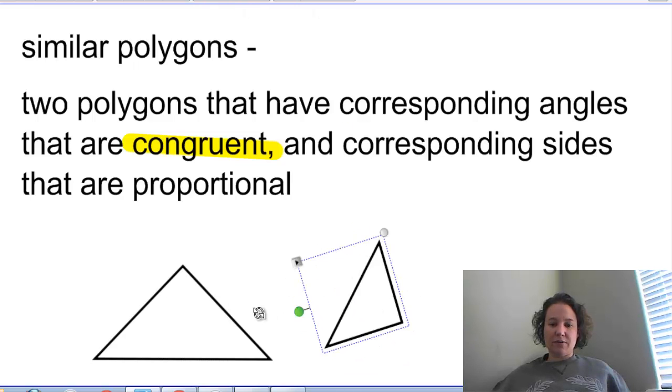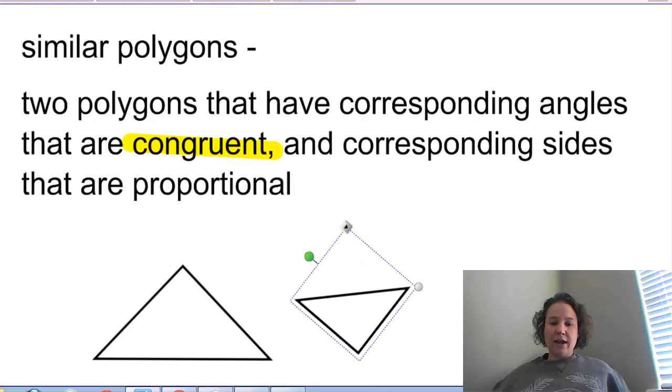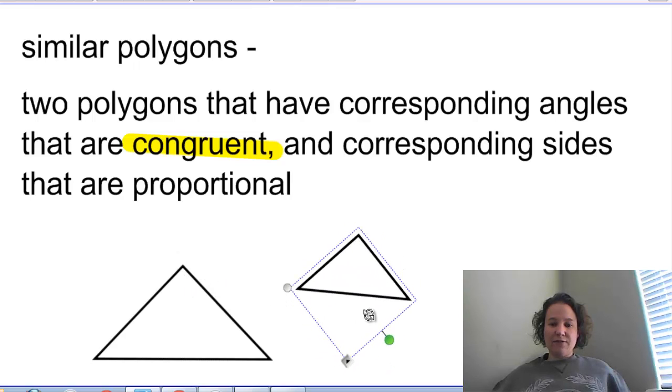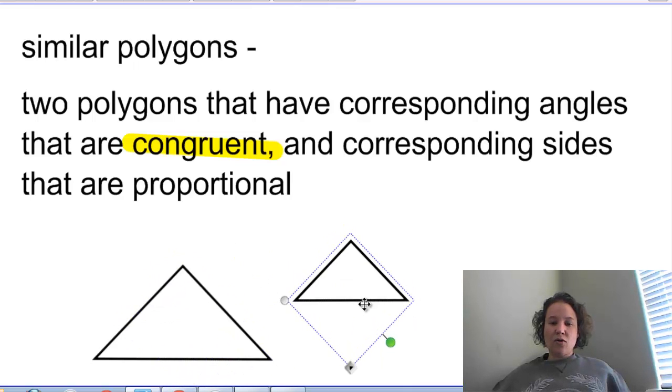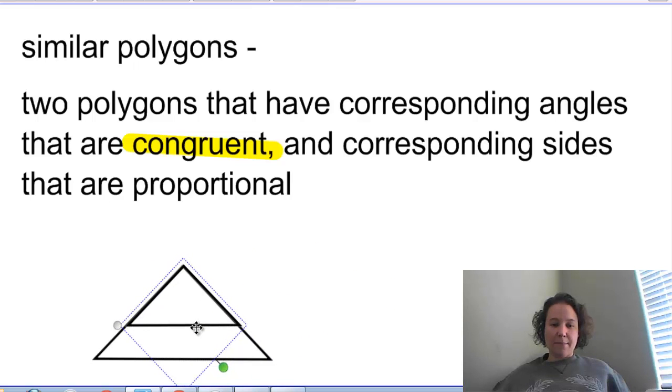Now if I flipped this one around, then I wouldn't have the same angles lining up, but I could still figure out which angles correspond to each other. I could see that this angle down here at the bottom corresponds to this angle up here at the top. So you just have to think about, if they were facing the exact same way, how would they line up? And then the corresponding sides are the sides that match up.